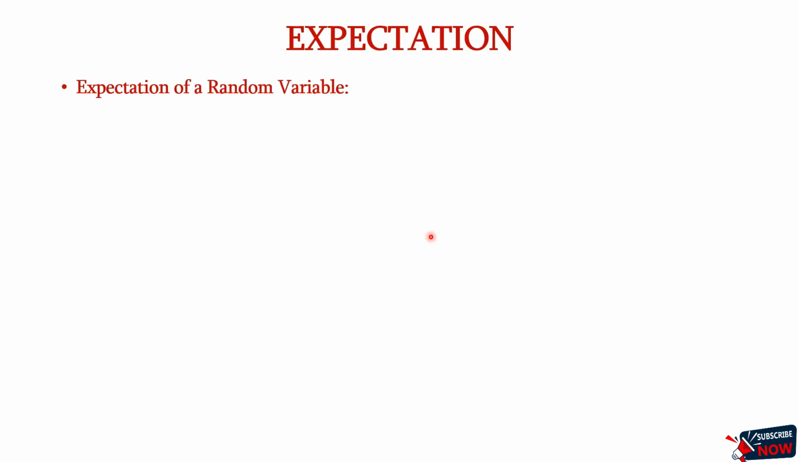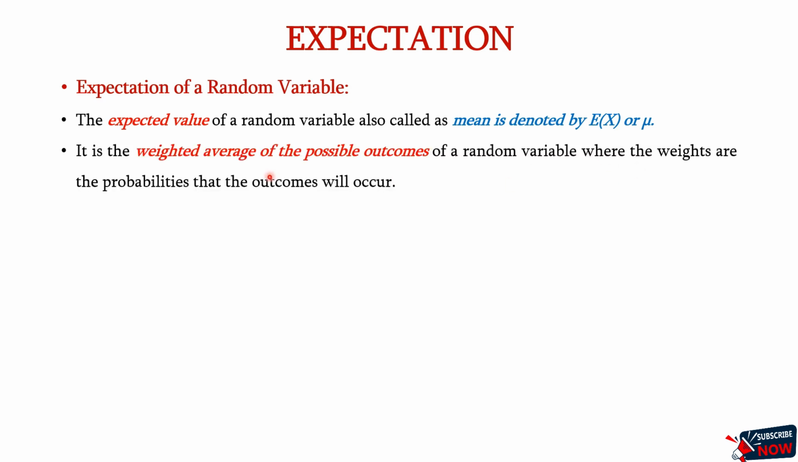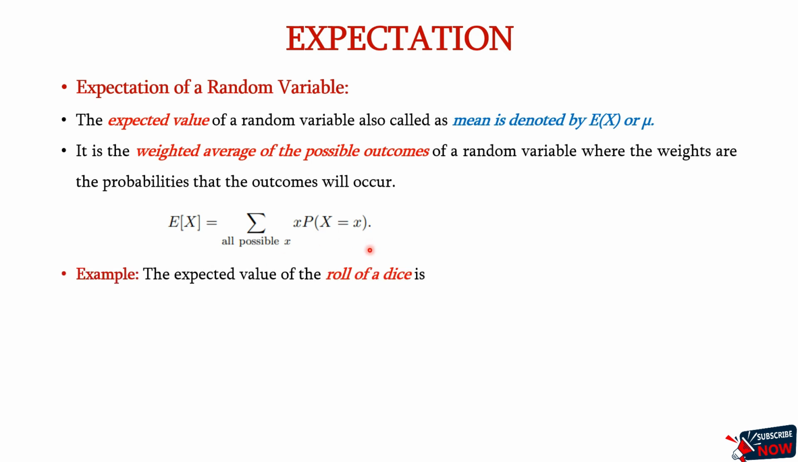First let us see about expectation of a random variable. The expected value of a random variable, also called the mean, is denoted by E of x or mu. It is the weighted average of the possible outcomes of a random variable, where the weights are the probabilities that the outcomes will occur. It can be expressed as E of x is equal to summation of x into P of X equal to x.